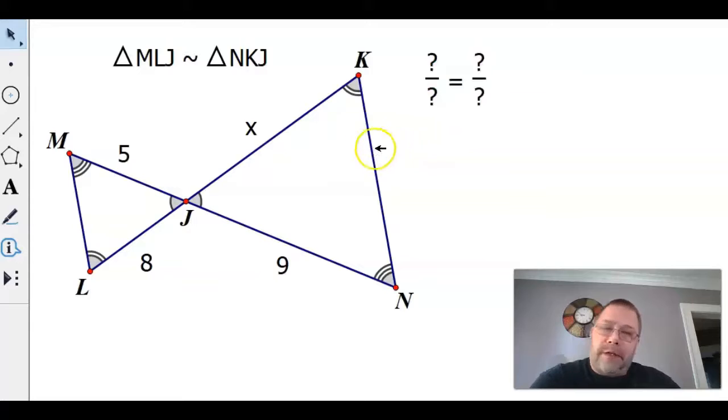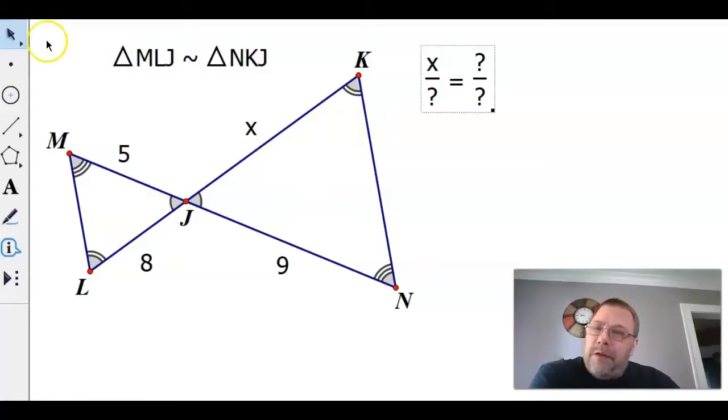Now, the first thing I notice is I see the x that we're looking for is right here. I'm going to put that at the top. That's what caught my eye. The question now is, which side on this triangle does this side match up with? Well, let's take a look here.